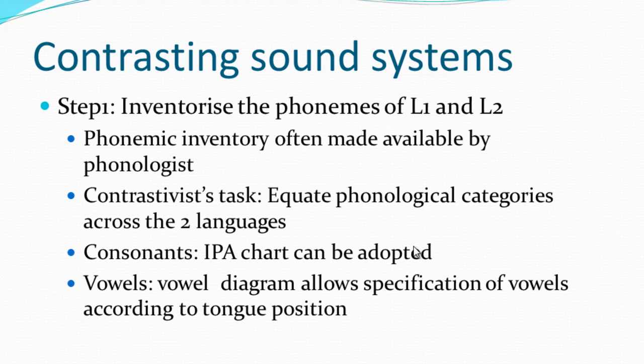For consonants, normally we adopt the IPA chart for describing sounds. And it has manner of articulation and place of articulation. And then for vowels, normally we use the vowel diagram in which we have open, close, mid, front, and back. Right. So what is the open front vowel in English? What is the most open front vowel?